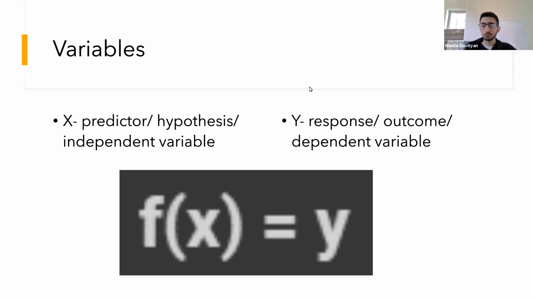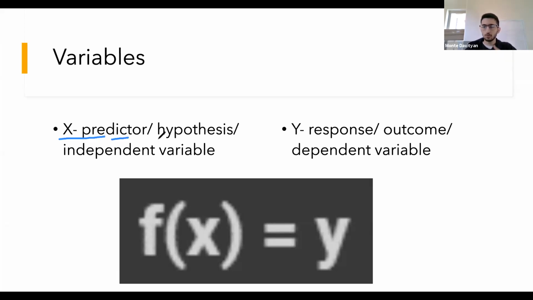The variables that we're talking about, we have two main types, and you guys are familiar with this, but I'll show you why. There's the x variable and the y variable. The x part of the variable is the predictor or a hypothesis or an independent variable. Okay. The y is the response, it's the outcome, and this is dependent. You guys are familiar with this terminology, right?